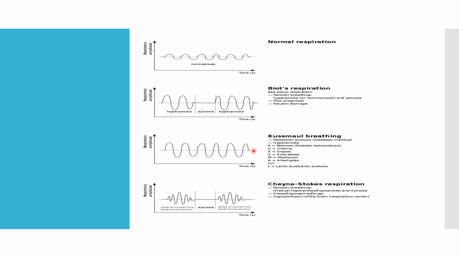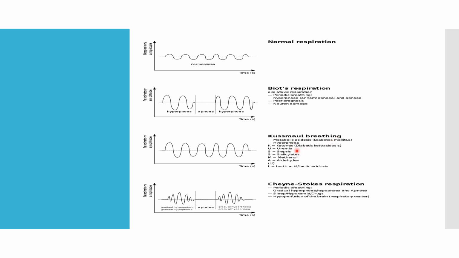This is the picture showing different types of respiratory patterns. The first one is normal respiration, that is the normal tidal volume recording, and then Biot's respiration and Cheyne-Stokes respiration. These two are the types of periodic breathing. And one more type is Kussmaul breathing.